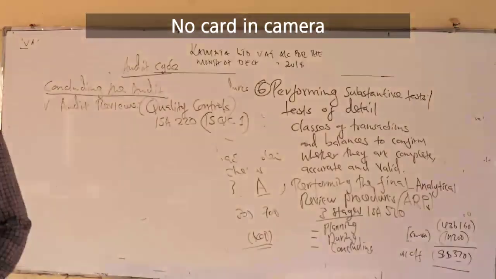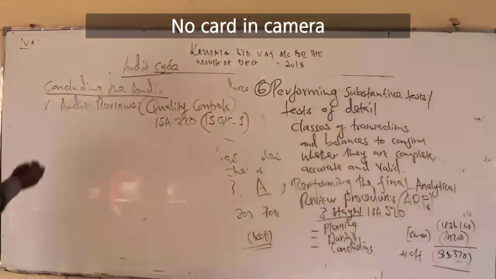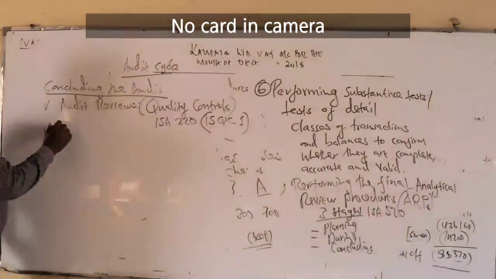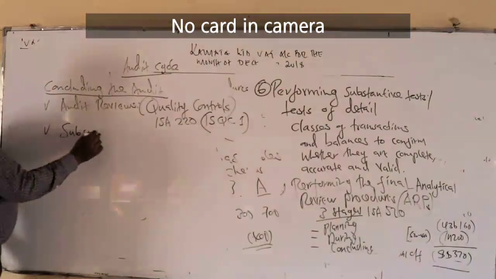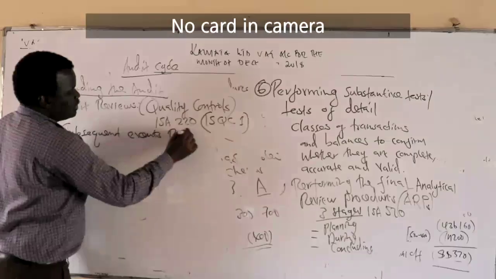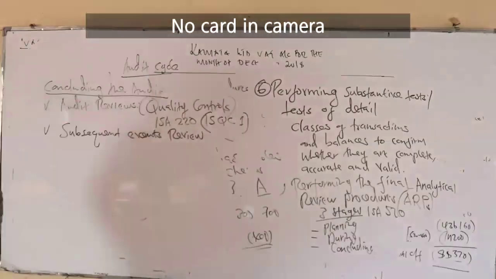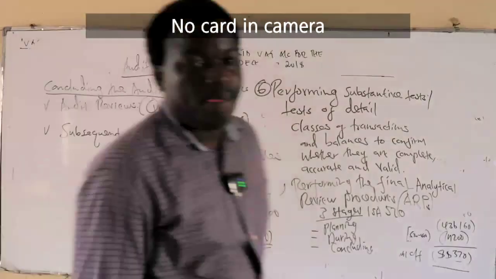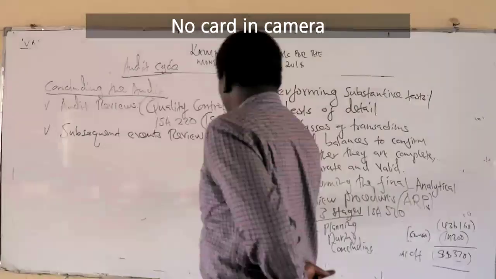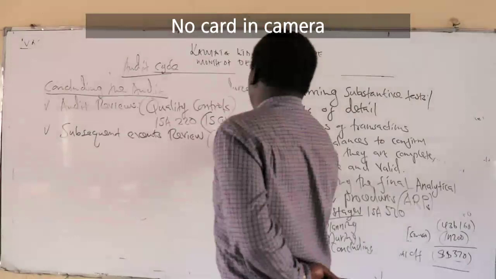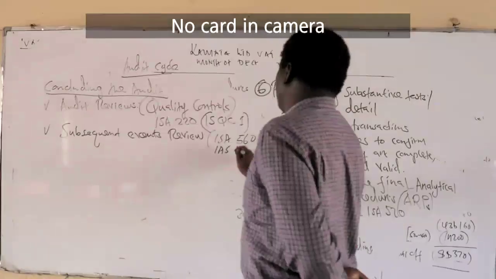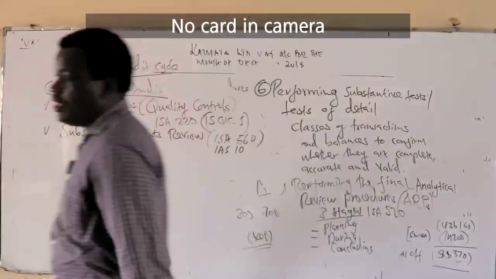The other one that you also consider as part of the audit finalization activity is subsequent events review. Here, you look at ISA 560 and IAS 10, the International Accounting Standard 10.